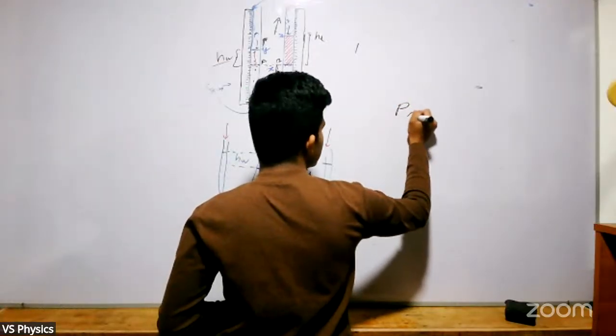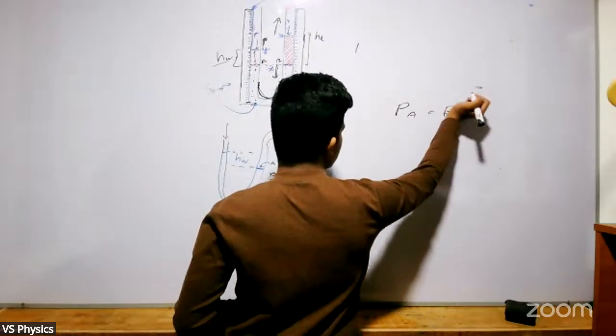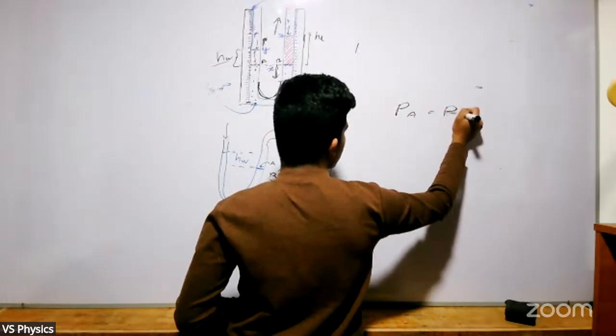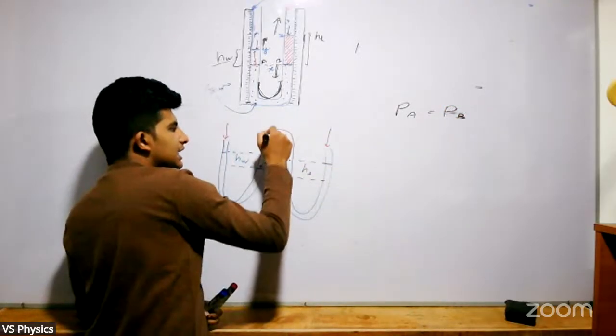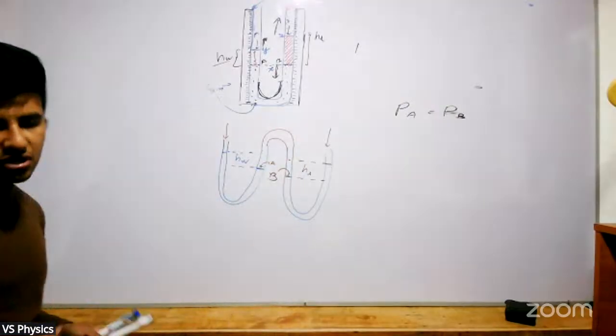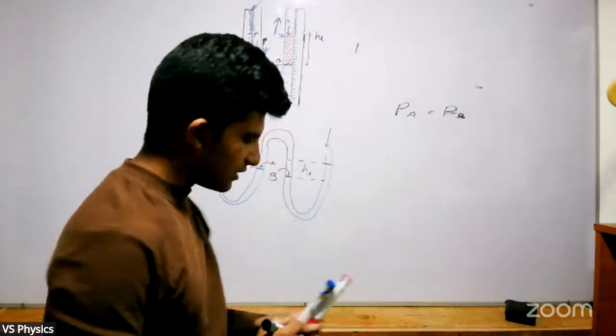Pressure at A is equal to pressure at B. Why? These air pressures are interconnected by a rubber hose. So pressure at A is equal to pressure at B.